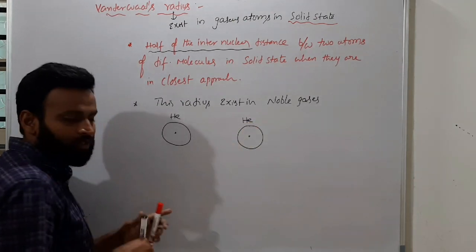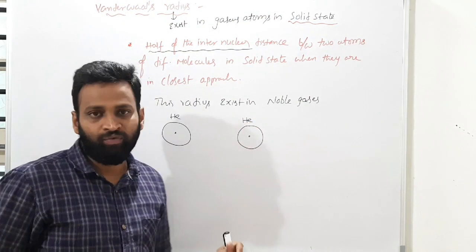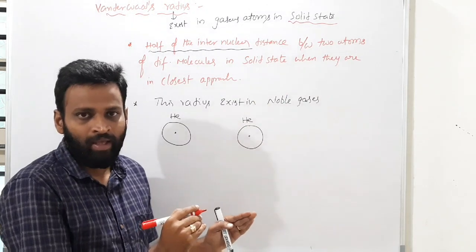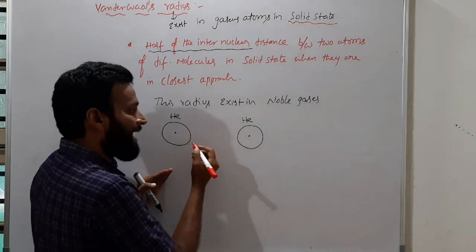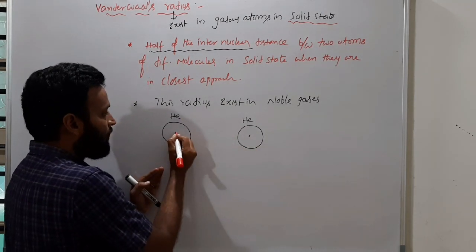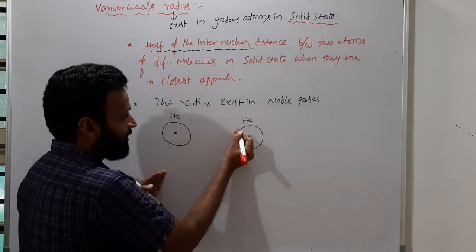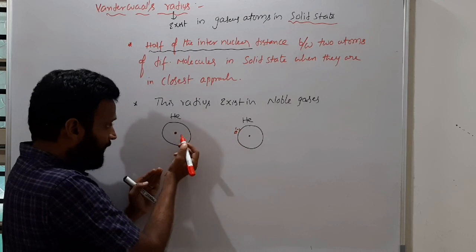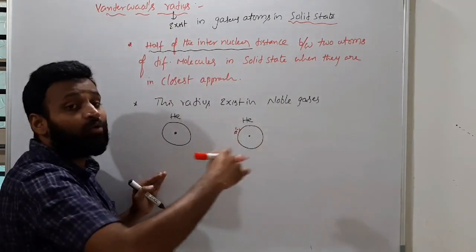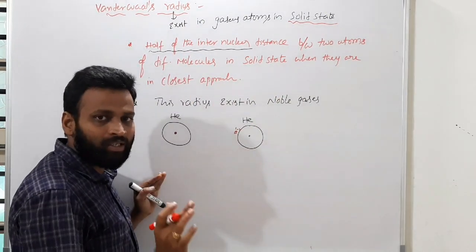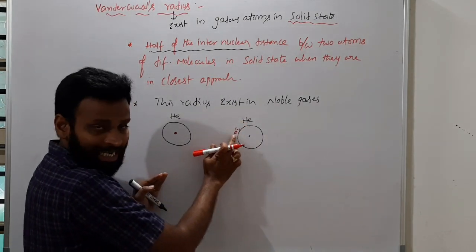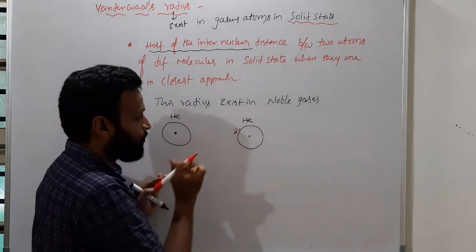Previously I gave a definition of Van der Waals forces: the weak attractive forces between two gaseous atoms in solid state. Because in solid state they can have some closest approach, between these two there are some interactions. Here you have the nucleus, here you have electrons. So the electrons of this atom and the nucleus of this atom have some weak attractions. Those attractions are called Van der Waals forces. Van der Waals was a scientist who gave this force of attraction. So the electrons of this atom and the nucleus of this atom have some weak forces.